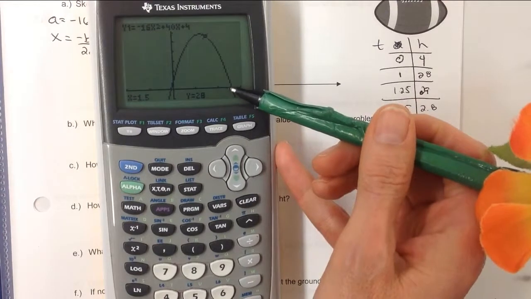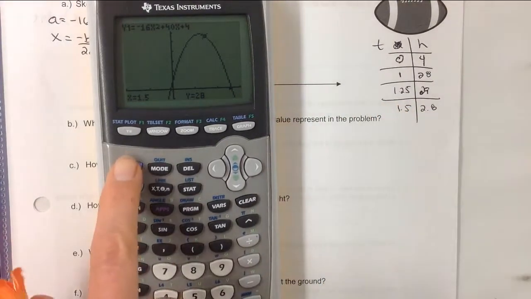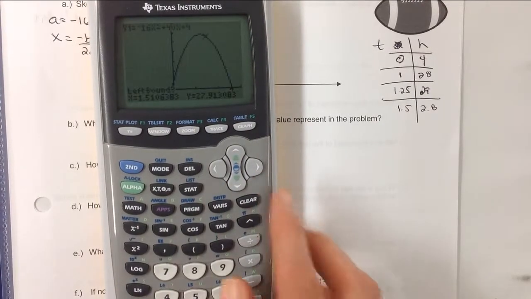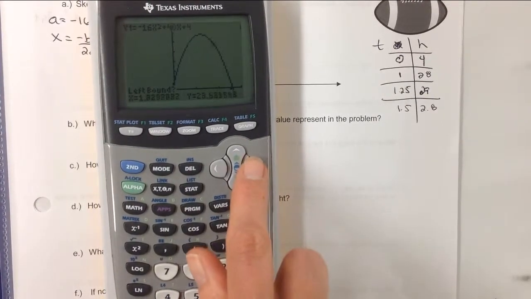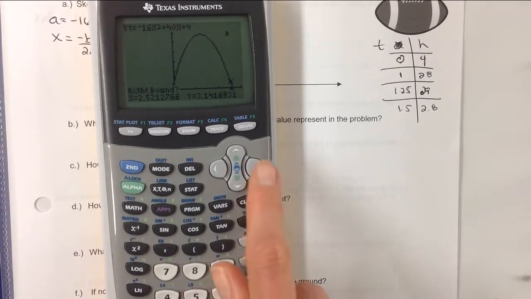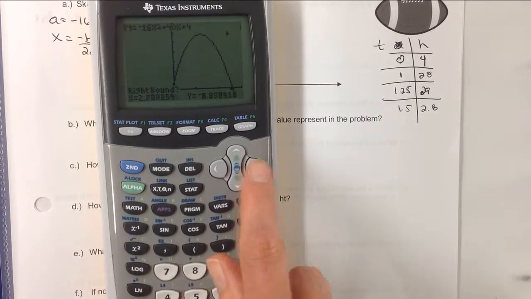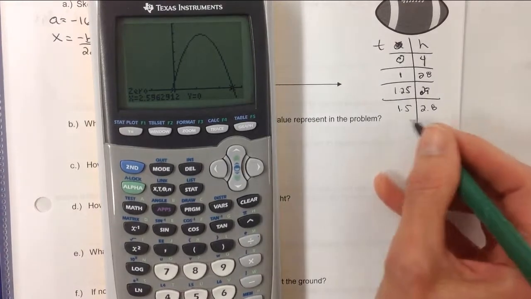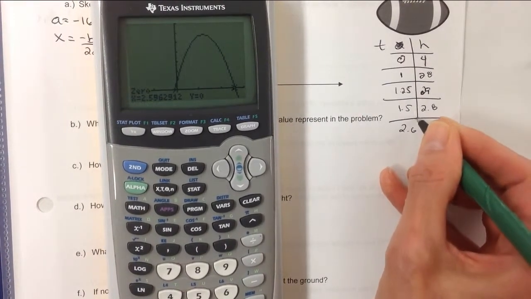And I do want to find out where the ball hits the ground, so I'm looking right here. That's a 0. So we'll do second trace, zero. The other 0, by the way, doesn't make sense in the context of this problem. Left bound, enter, right bound, enter, the guess. Make sure you see that. 2.596, we'll round that to 2.6 seconds, 0.